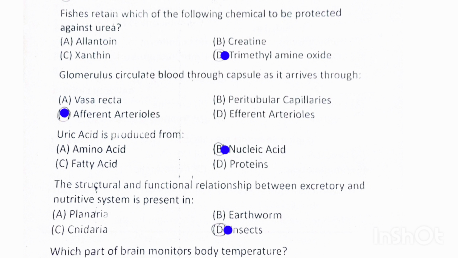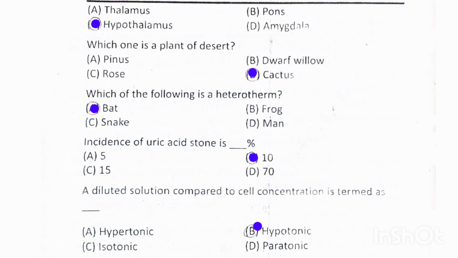The structural and functional relationship between the excretory and nutritive system is present in insects. Which part of the brain monitors body temperature? Hypothalamus. Which one is a plant of desert? Cactus. Which of the following is a heterotherm? Bat. Incidence of uric acid stone is 10%.